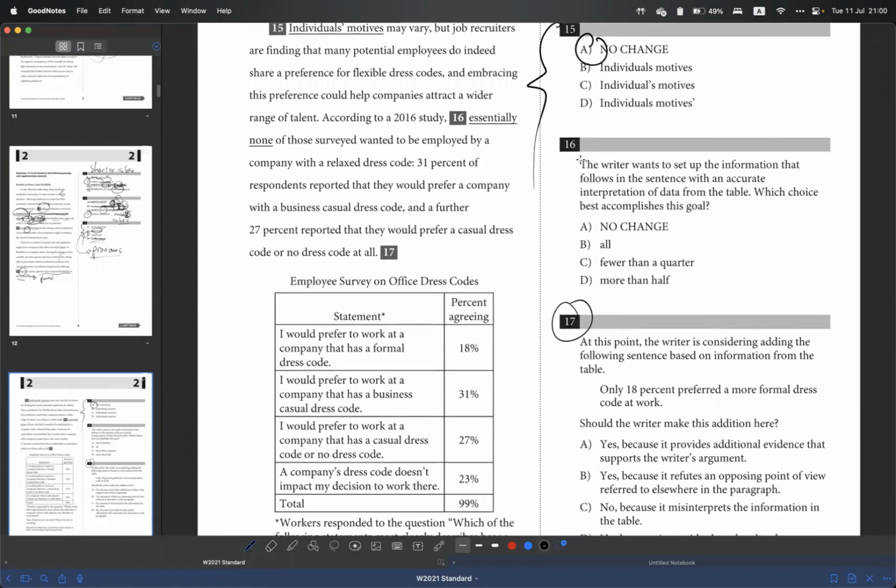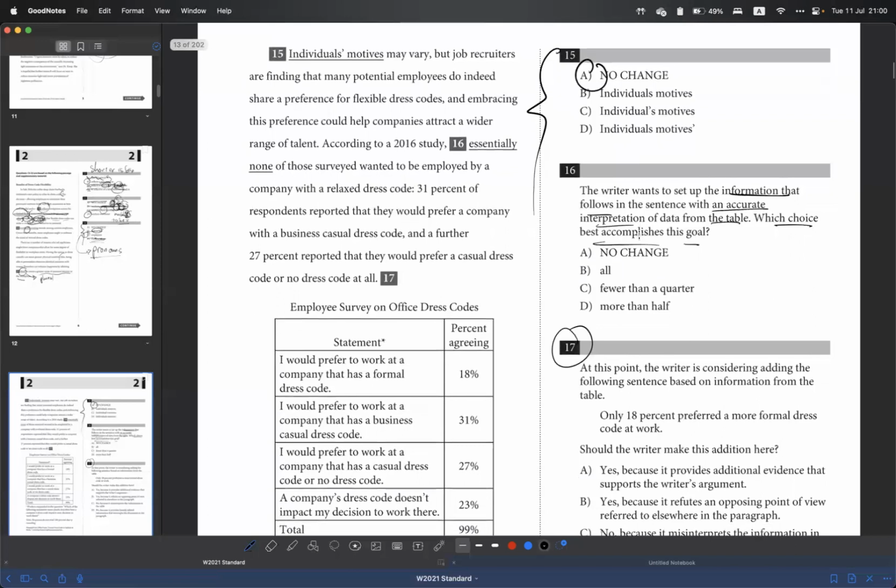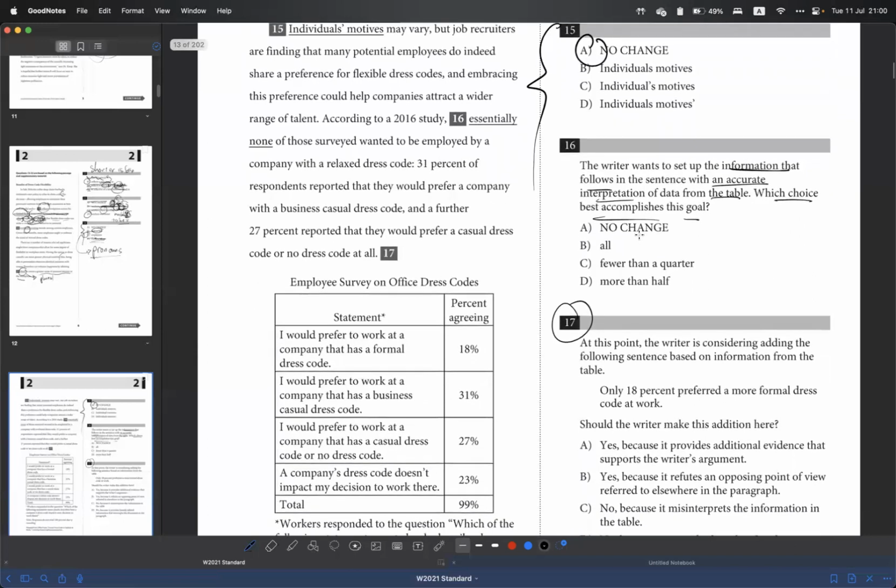No, this is not a long question. We'll stumble across the long questions later on, but the writer wants to set up the information that follows in the sentence with an accurate interpretation of data from the table. Which choice best accomplishes this goal? What did you choose, Hung? D, more than half.